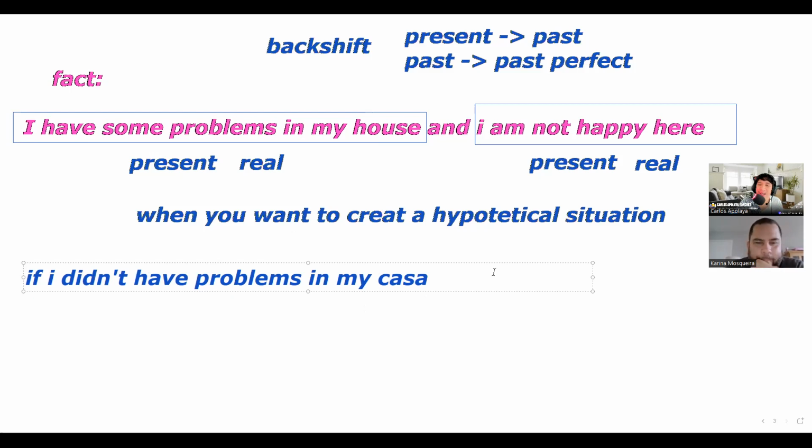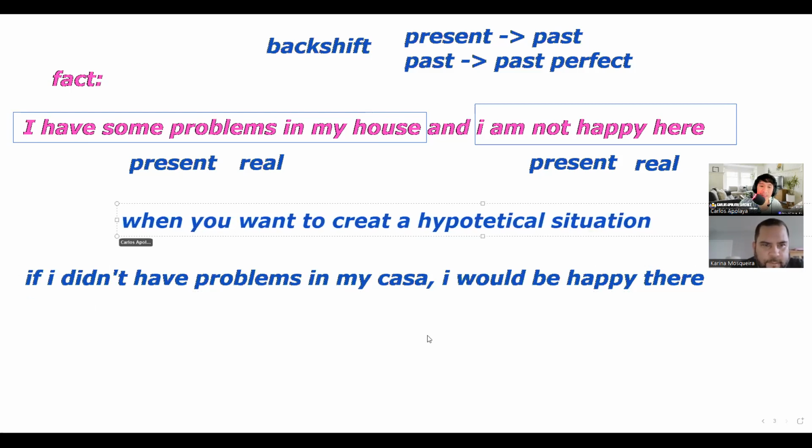Ahora, ¿cómo cambia el resultado? Dice, si yo no tuviese problemas en mi casa, I am not happy here. Sería I would be happy. Obviamente, si no tuvieses problemas en tu casa, estarías feliz aquí. Entonces aquí vamos a cambiar allí. There. ¿Se ha entendido? Yes. Cuando tú quieras crear situaciones hipotéticas.